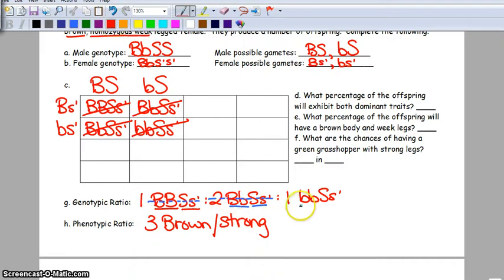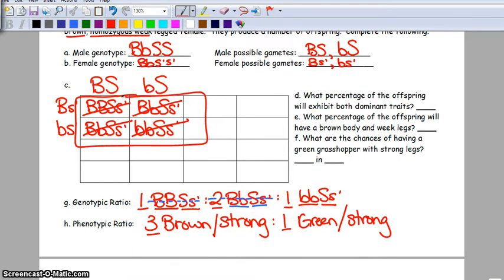All right, let's look at our last one. Little b, that's going to be a green body. And big S, little s is still going to be strong legs. So our last category is going to be 1 green body with strong legs. If we go through and count, 3 plus 1 gives us 4. If we count these, 1 plus 2 plus 1 gives us 4. We have 4 filled in up here, so everything checks out.